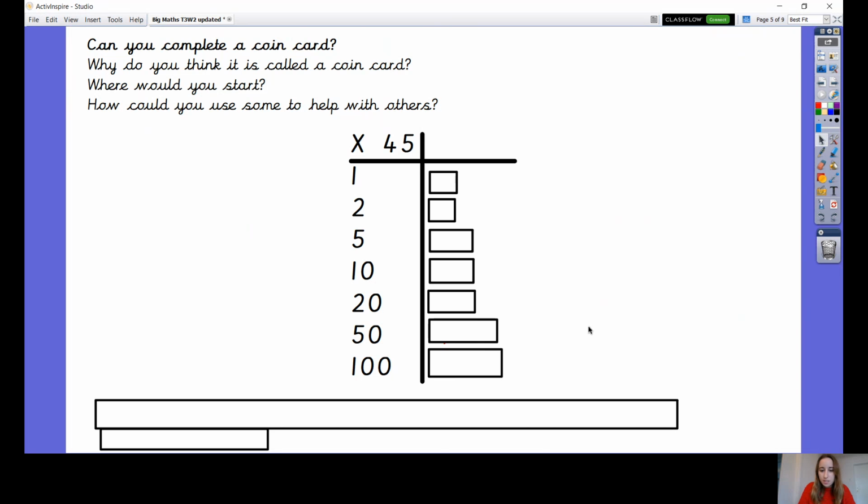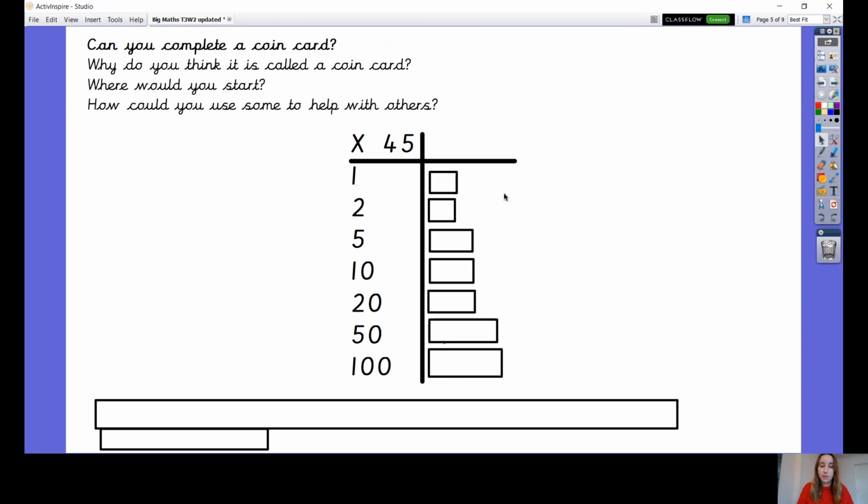So the first thing that I want you to do is to set out your coin card. I'd like you to draw the lines with a ruler. I'd like you to write multiply by 45 at the top. And I'd like you to write out 1, 2, 5, 10, 20, 50 and 100. Don't start calculating yet because we'll talk about the steps together. Press pause and do that now, and then press play again once you're ready.